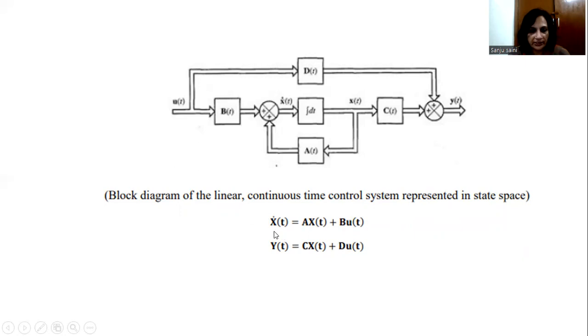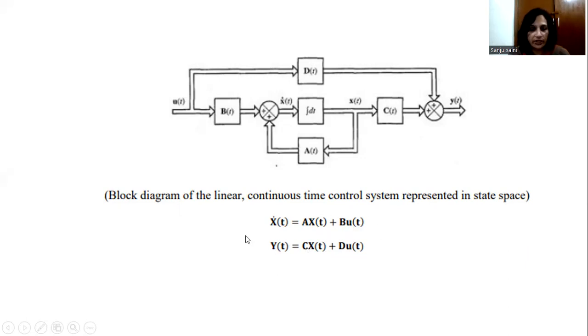The state equation gives the way the state of the system is changing with time. So how the state is changing: x dot(t) represents the rate of change of the state variable. When we say x(t), u(t) and y(t), these are all vectors. Then A, B, C and D are all matrices.